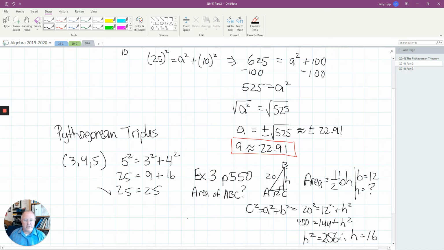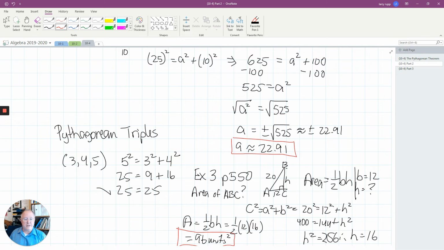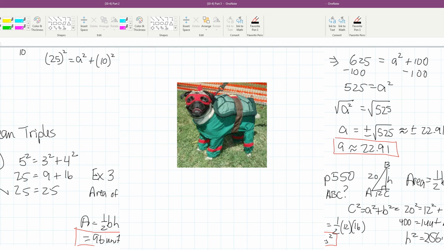So you come back over here, and we say that the area is 1/2 the base times the height, which is 1/2 times 12 times 16. That equals 96 units squared. So there we go. That's an example of how we find the height of a triangle without actually knowing it. We do know the other sides, and we can use the Pythagorean theorem to find that vertical height and use it to solve for the area.